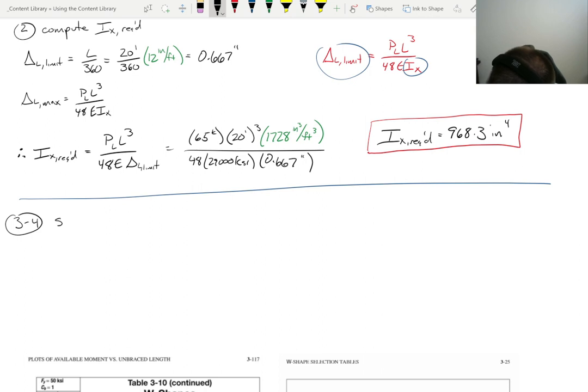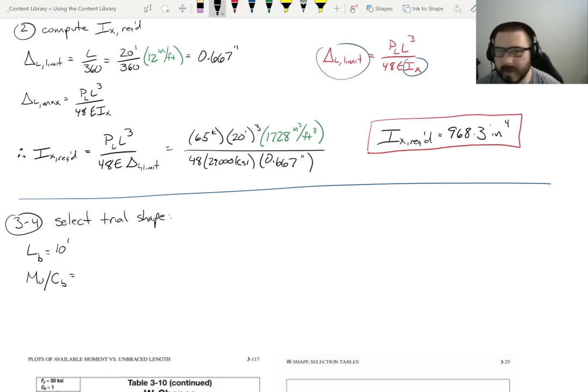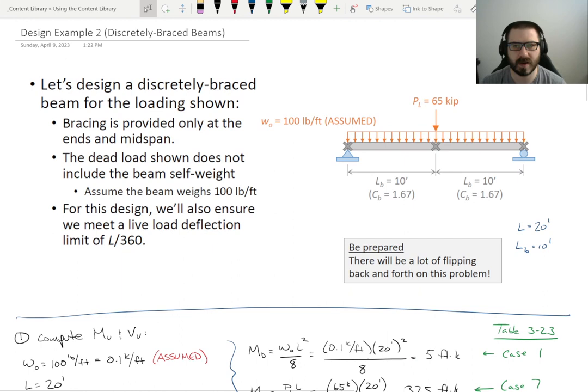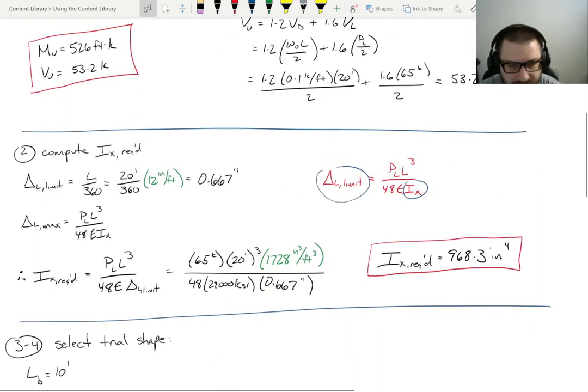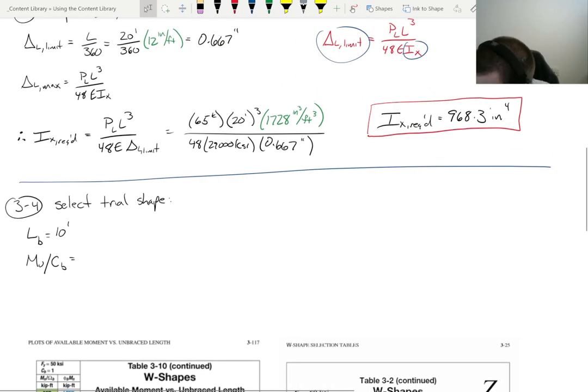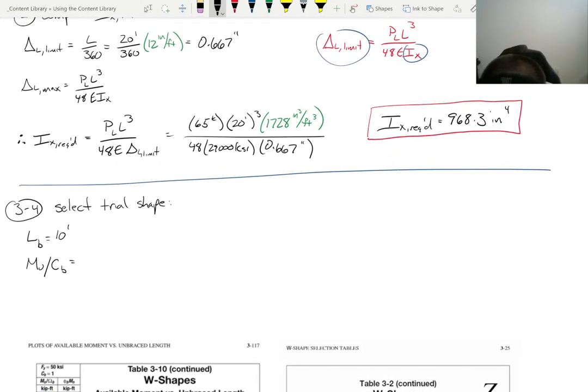So we'll say that LB is 10 feet. And then we need an MU over CB. Now, one of the things I didn't state at the beginning of the problem, maybe I'll go ahead and make that point right here. There are 2 segments for this beam, and so the question might be, which one do you pick? But they are both symmetric with respect to loading, boundary conditions. They also both have the same CB, so it doesn't really matter. We're just treating them both the same.